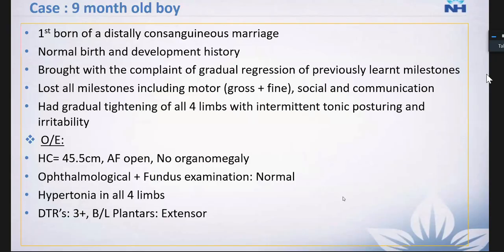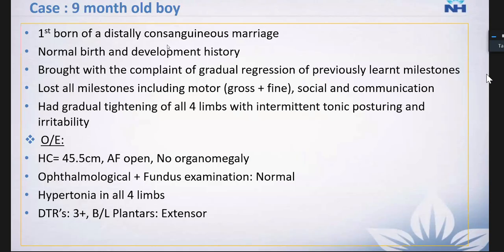Here is our first case, a 9-month-old boy born of a consanguineous marriage, with normal birth and developmental history. There is no history of HIE, and the child was brought with a complaint of gradual regression of previously learned milestones. Whenever you are reporting any MRI neuro cases, it's very important to look at the clinical history because that will give you a clue whether you are dealing with some sort of acquired insult or some sort of genetic leukodystrophy which can be progressive in nature. So the clinical things are very important.